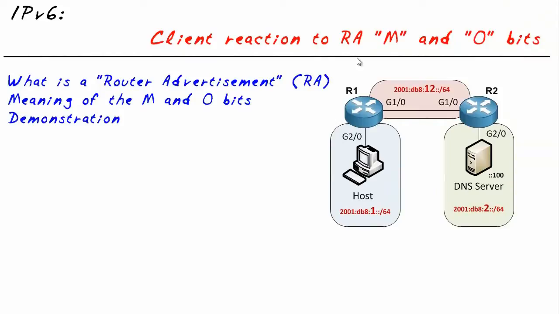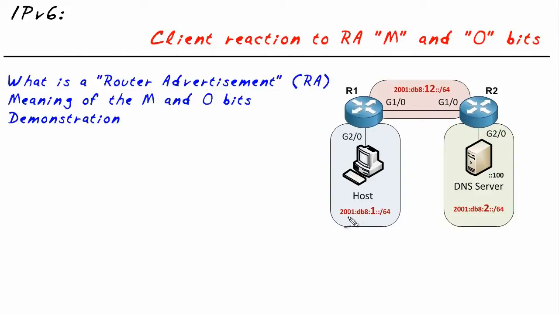It's to take a look at the router advertisements and the effect that the M and the O bits have inside of that router advertisement. Now, to put us on the same sheet of music, we probably ought to begin by taking a look at what a router advertisement is to begin with, and then we'll work our way to the M and the O bits respectively.